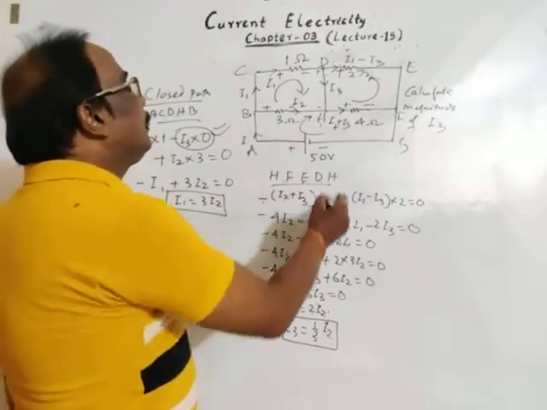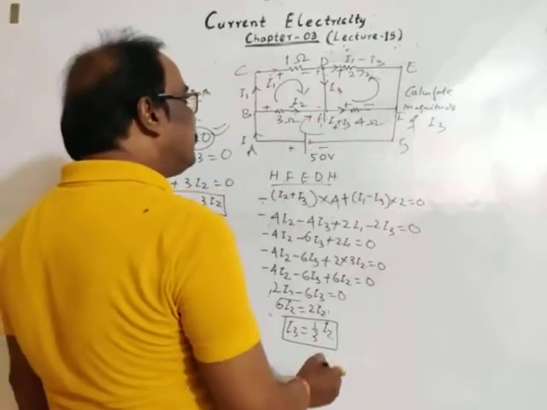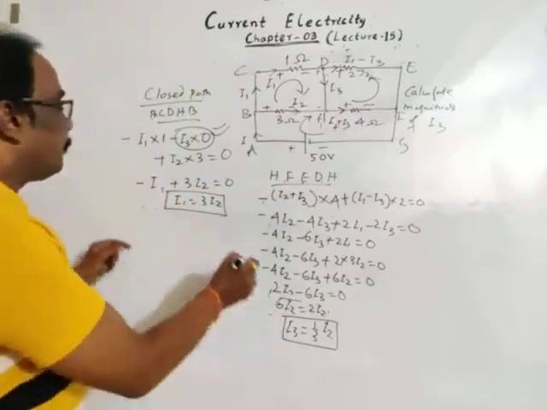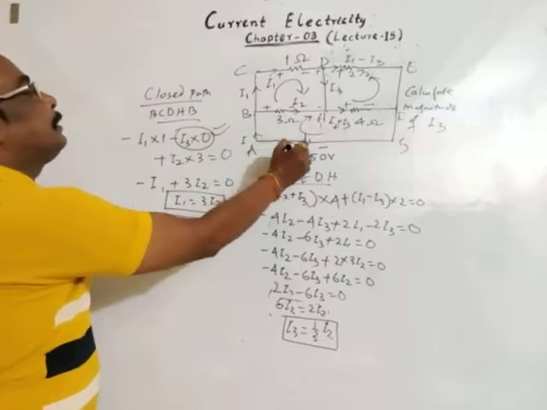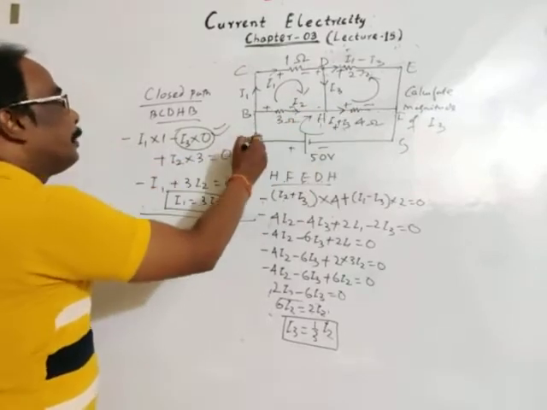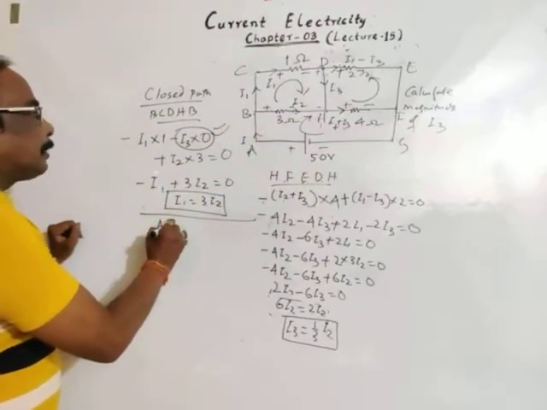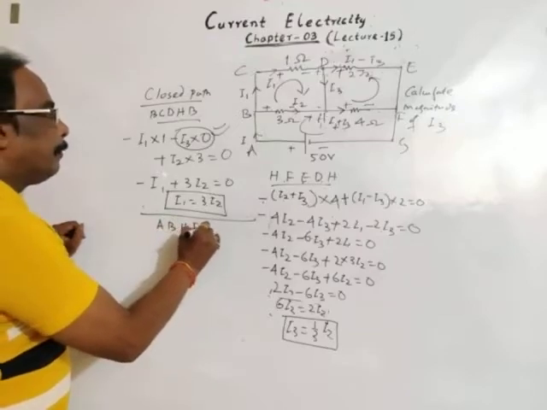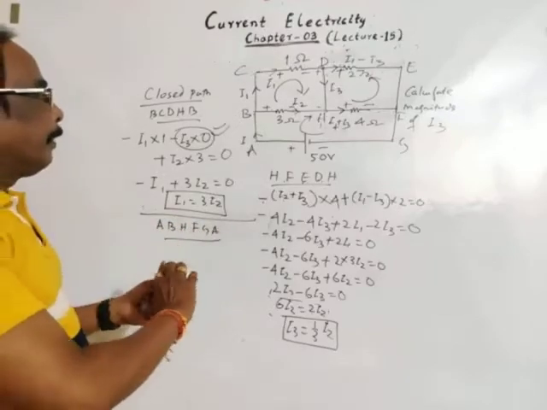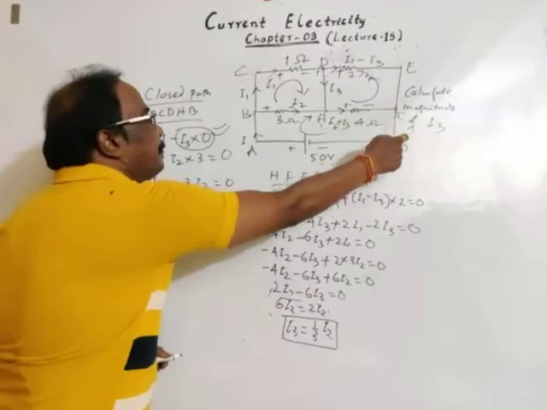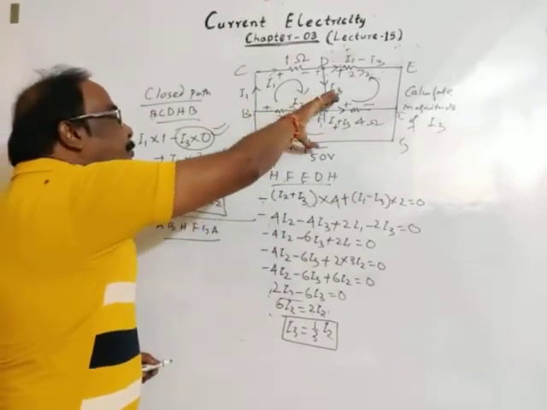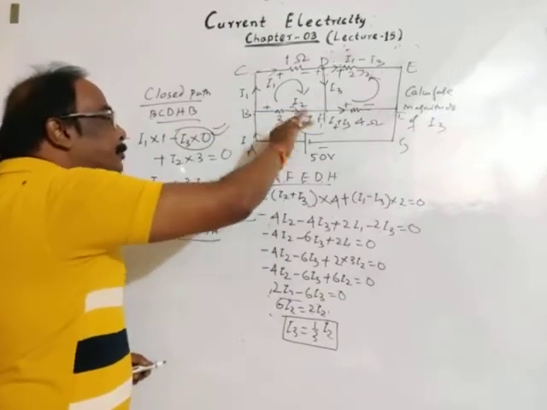Okay. Then another loop is left. Can I erase it, or am I doing it here? Another loop. We have taken this clockwise. Let's start from A. Closed path A, B, H, F, G, A. This is clockwise.